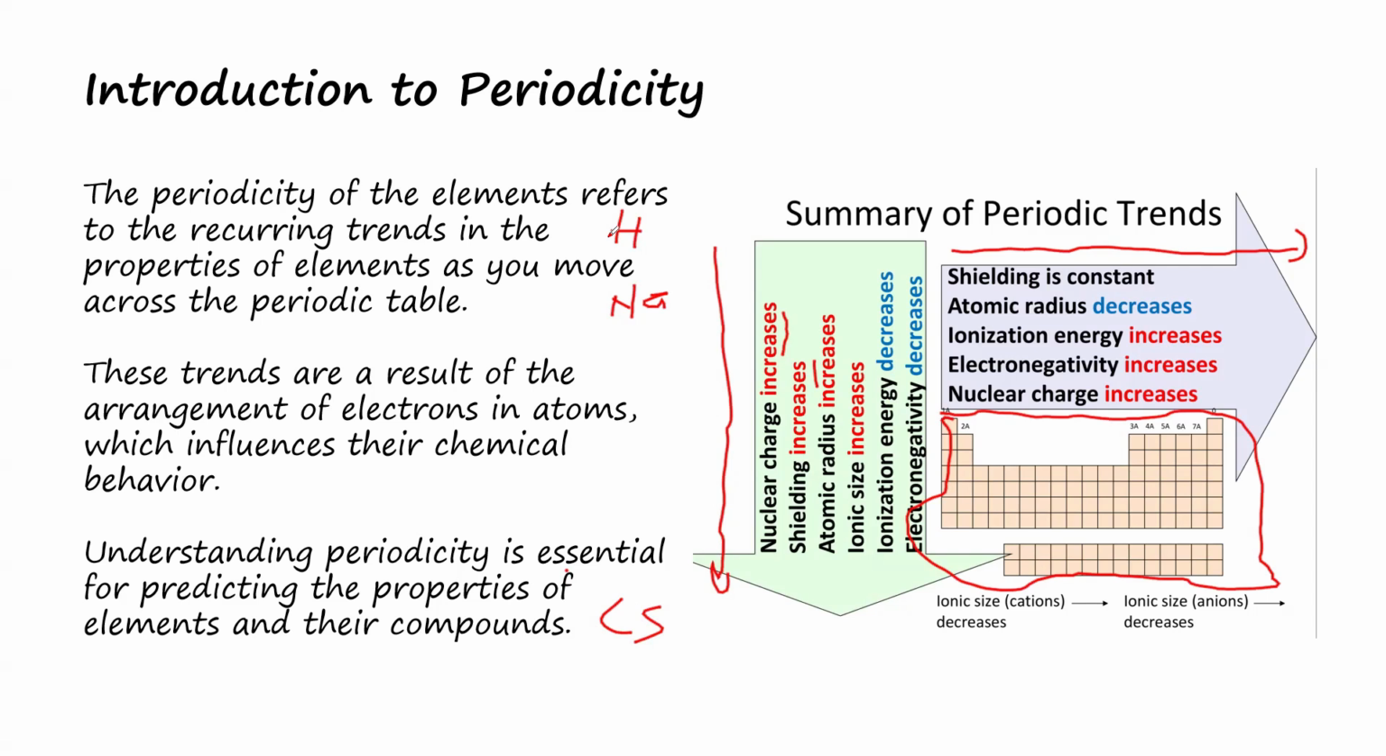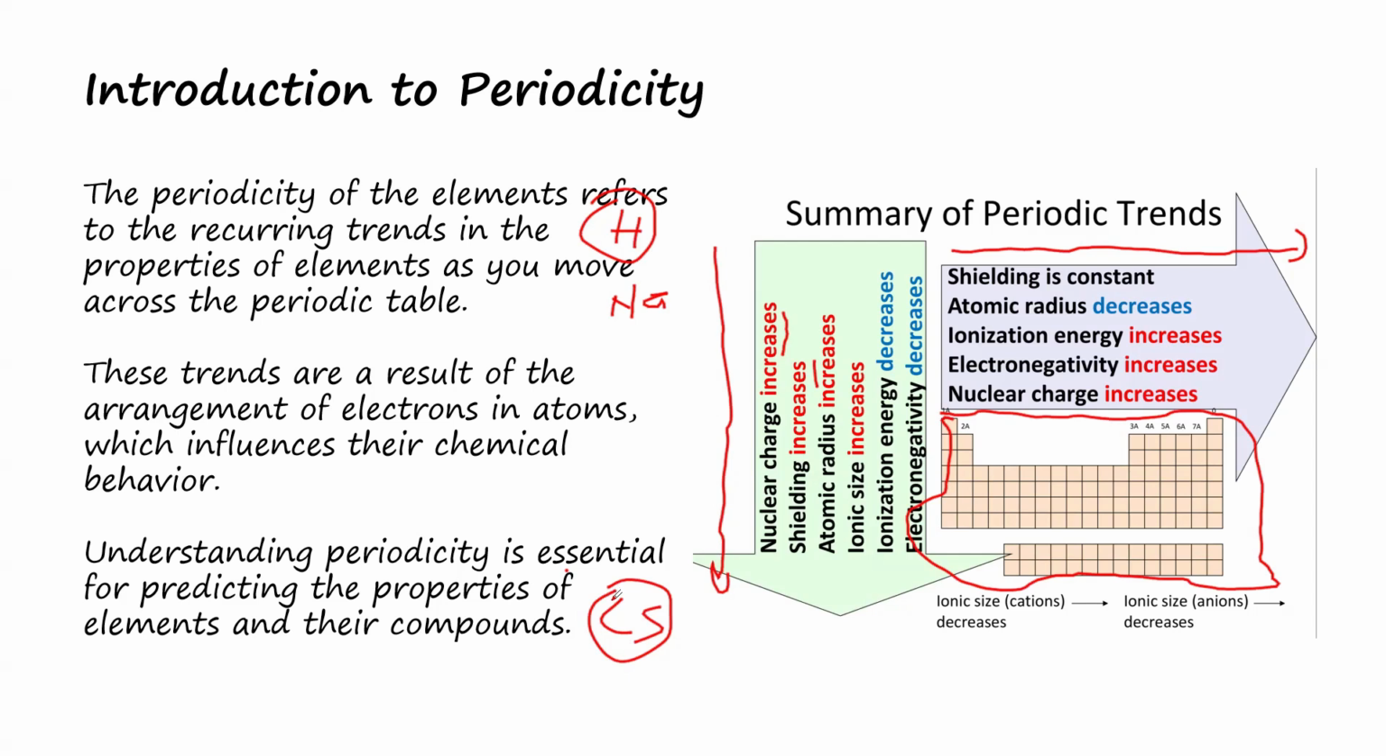From hydrogen down to cesium, the nuclear charge increases, the shielding effect increases, the atomic radius increases, and the ionic size increases. So in group 1, the element with the highest nuclear charge is cesium, and the element with the lowest nuclear charge is hydrogen. Since the shielding effect also increases down the group, cesium has the highest shielding effect.